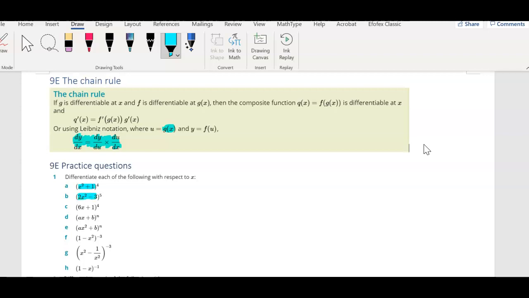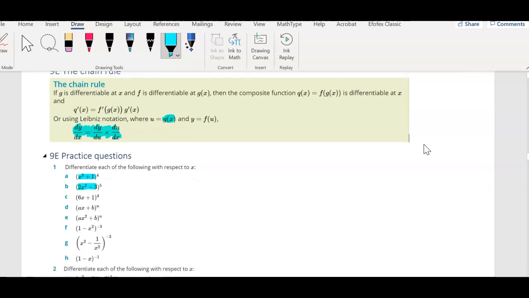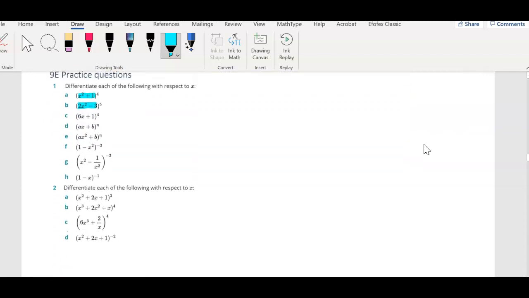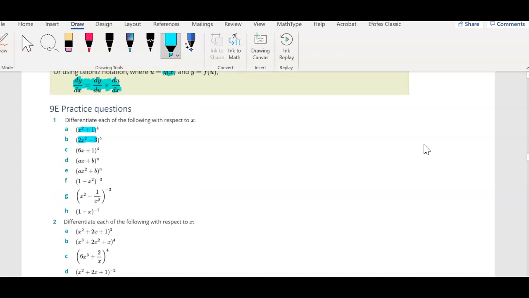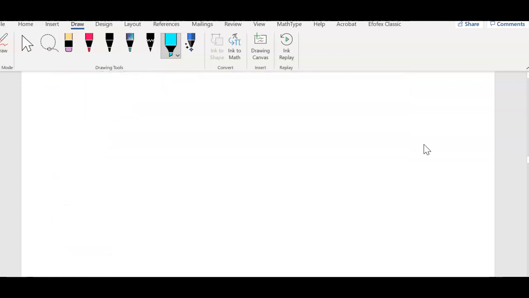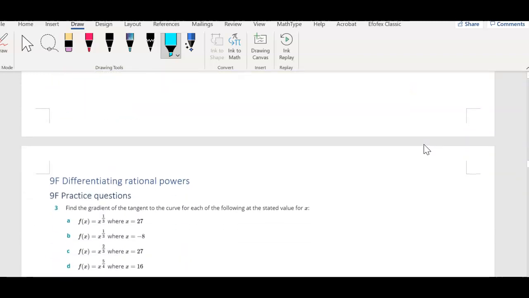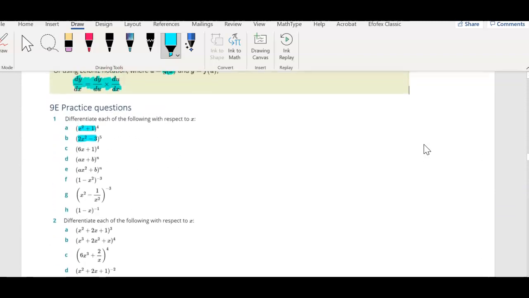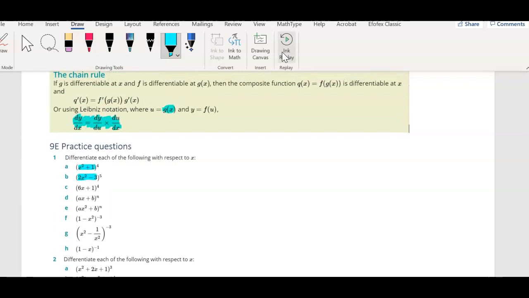And we're actually going to be using the chain rule for other possibilities as well. Let me just see if there's any on this page. No, so like if you had the square root, then that is also the same as to the power of a half, okay? So I think actually over the page, no, that's 9F. Okay, let's just get started in doing some questions here.